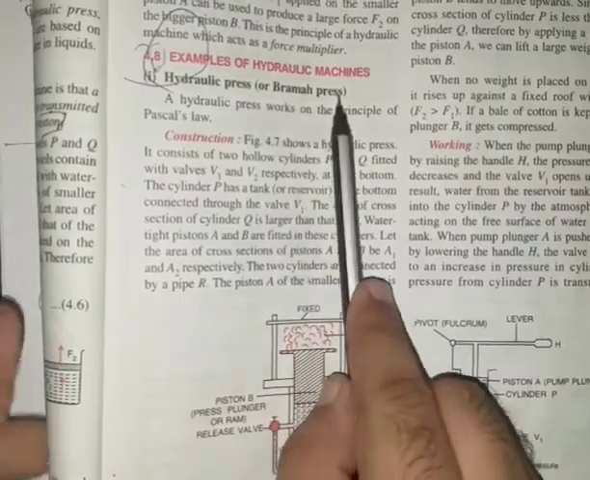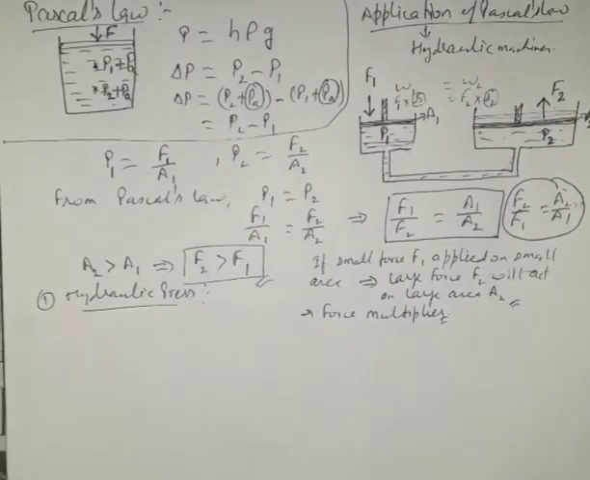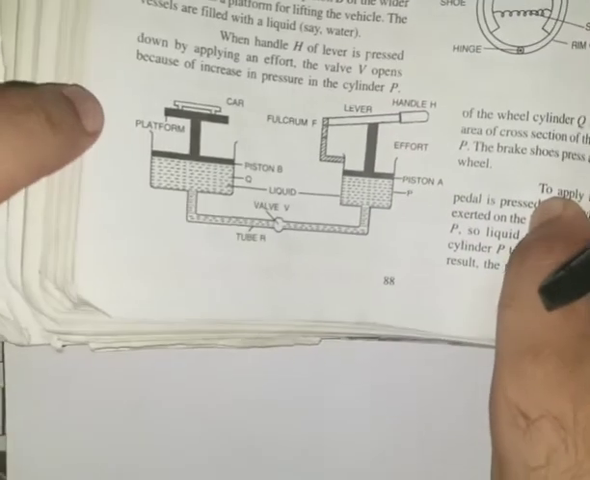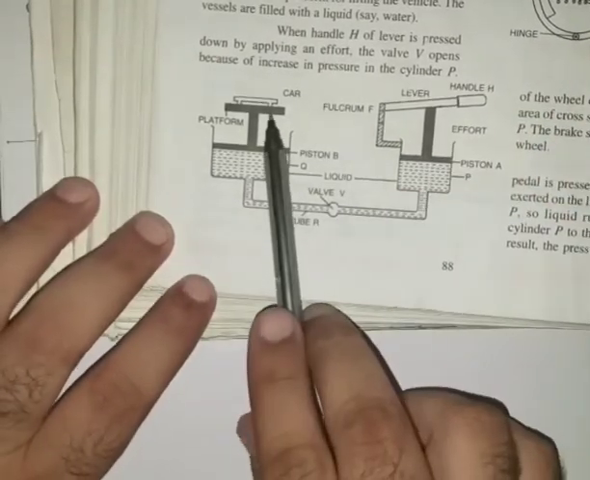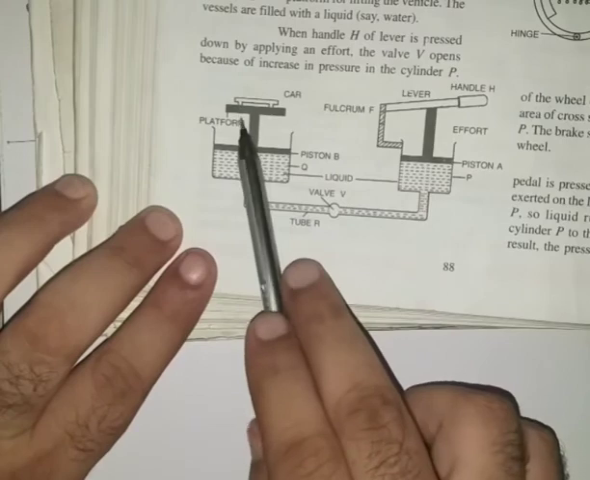So hydraulic press is also called as Brahma press. Now the next example that is given in our book is called as hydraulic jack. You might have seen it somewhere else. The concept of jack here is also the same. Jack means something that is used to lift a car or some heavier load.